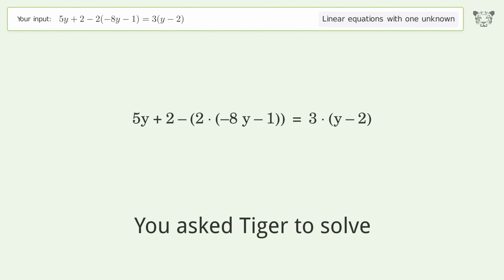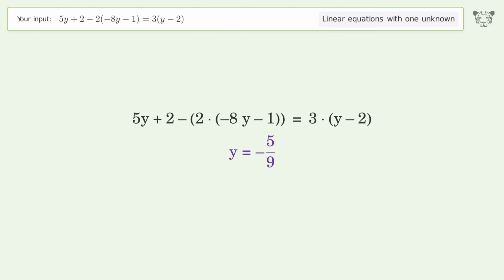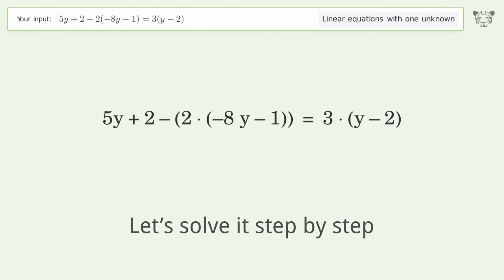You ask Tiger to solve this. It deals with linear equations with one unknown. The final result is y equals -5/9. Let's solve it step by step.